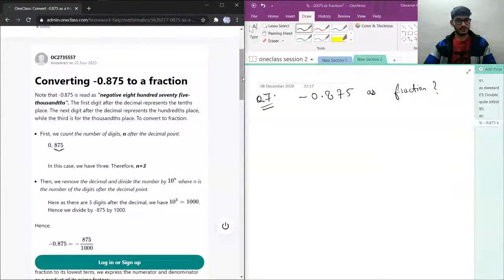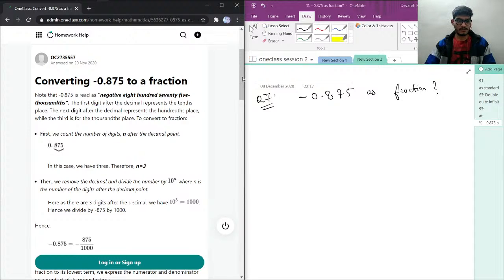So let us first see the procedure given here. Converting negative of 0.875 to a fraction. Note that negative of 0.875 is read as negative 875,000. Well, this is wrong because after the decimal place, we read each and every integer like a separate integer. We read it like 0.875. The first digit after the decimal represents the tenth place. The next digit represents the hundredth place, while the third is the thousandth place.